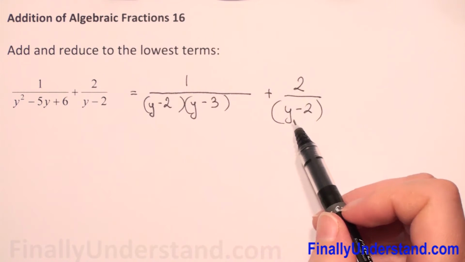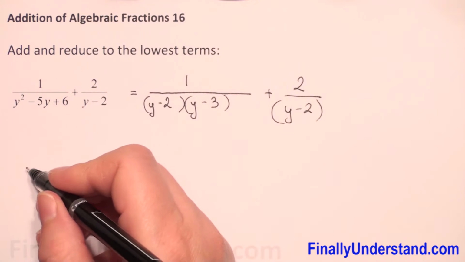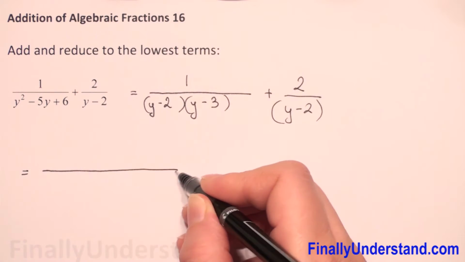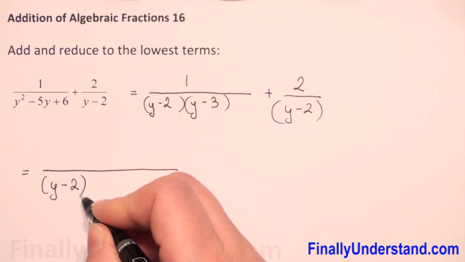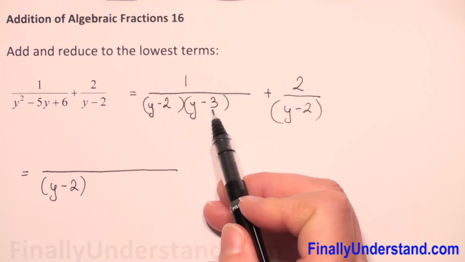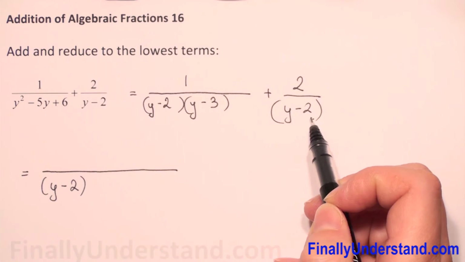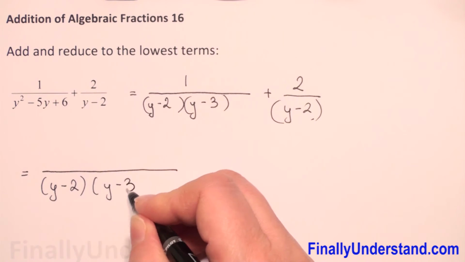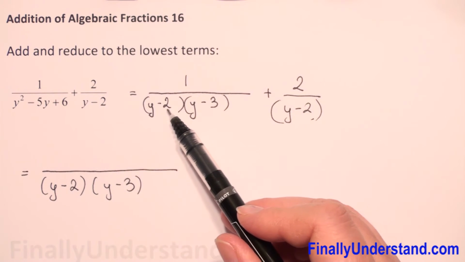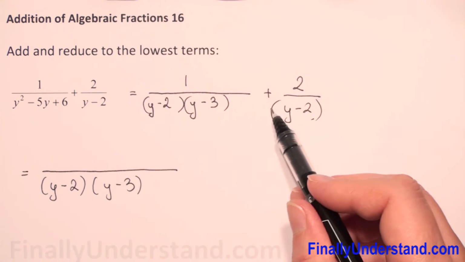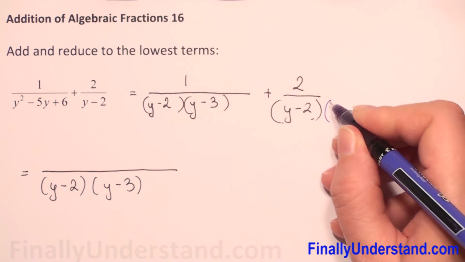We see now that y minus 2 is in the first denominator and in the second. So it will be, of course, in our least common denominator. And next, in the first denominator we have y minus 3, in the second we don't have. It means we have to multiply this denominator by y minus 3, because we have to have the same denominator. In this example denominator we have y minus 2 times y minus 3, so this denominator we have to multiply by y minus 3 to have the same denominator.